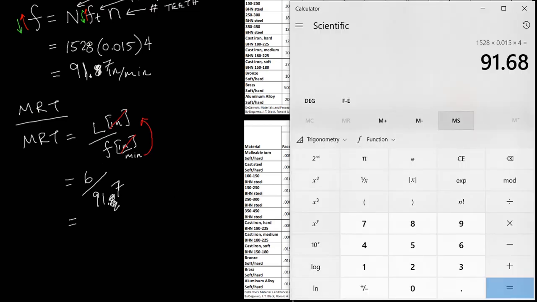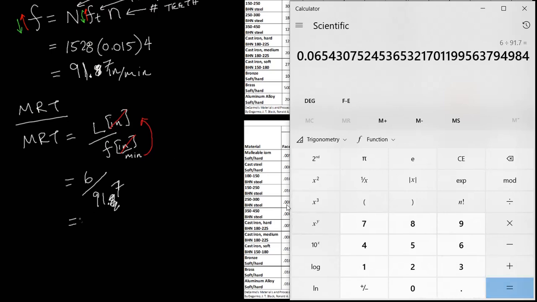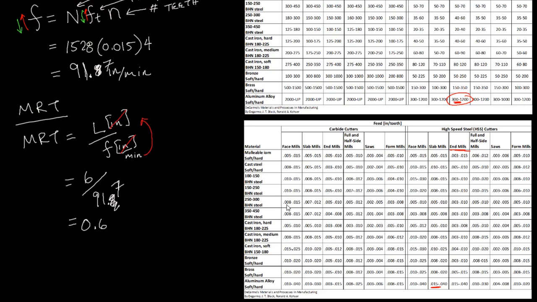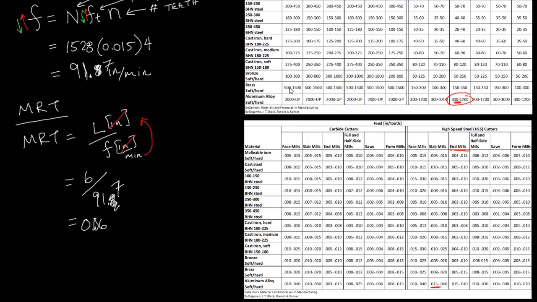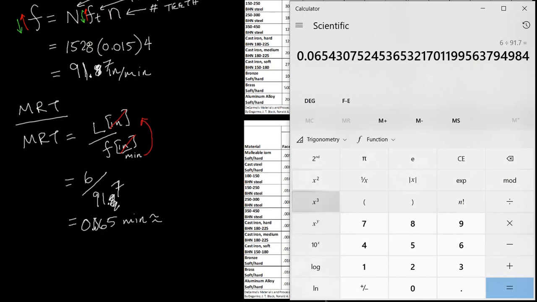Okay. So 6 divided by 91.7 is equal to 0.065 minutes, and I don't want to make a mistake. And that's roughly equal, should be easy, maybe 1.2 seconds, or 1 second maybe.